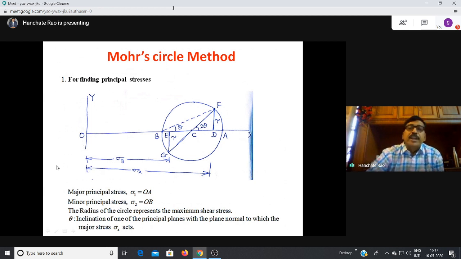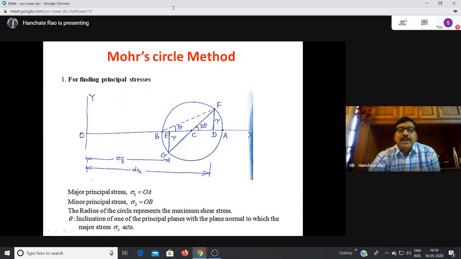Now let us choose a certain scale, for example 10 Newton per mm square is equal to 1 centimeter. To draw to this scale, sigma x is OA on the x-axis. Say sigma x is equal to 50 Newton per mm square. As per the scale, OA will be equal to 5 centimeters. So put 5 centimeters and you get the point A. Because sigma x is tensile, I am drawing it on the positive side.